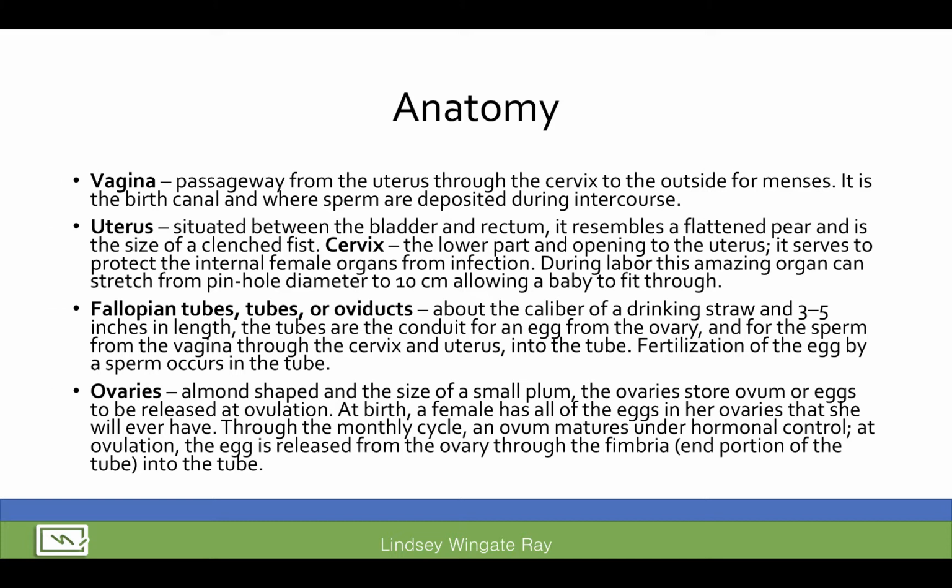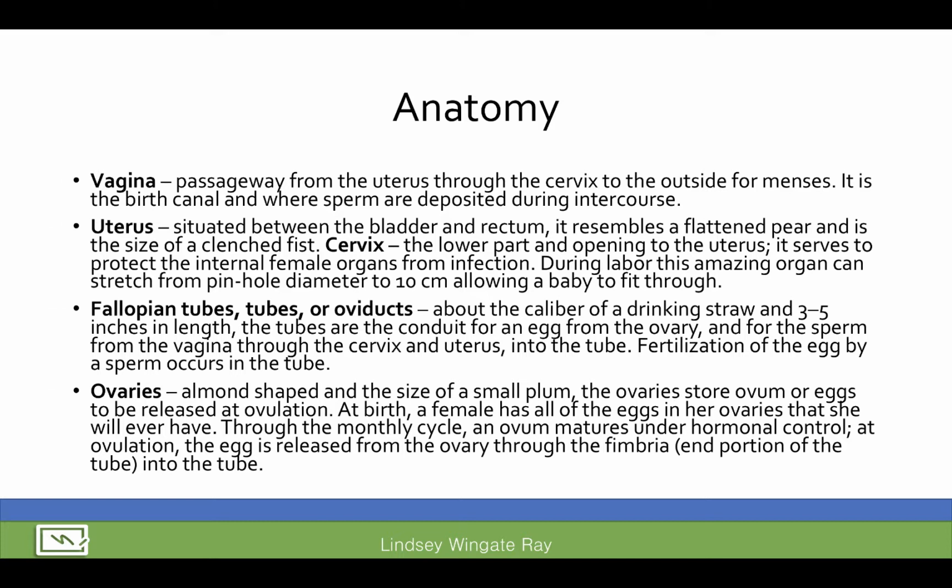Fallopian tubes are about the caliber of a drinking straw and 3 to 5 inches in length. The tubes are the conduit for an egg from the ovary and for the sperm from the vagina through the cervix and uterus into the tube. Fertilization of the egg by a sperm occurs in the tube.